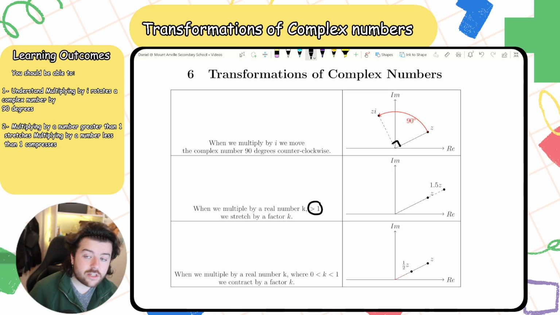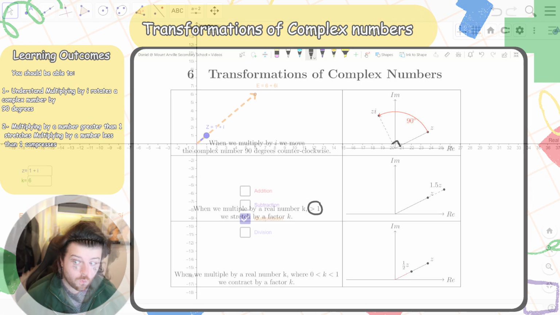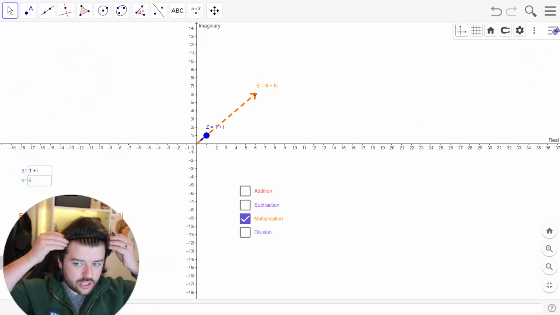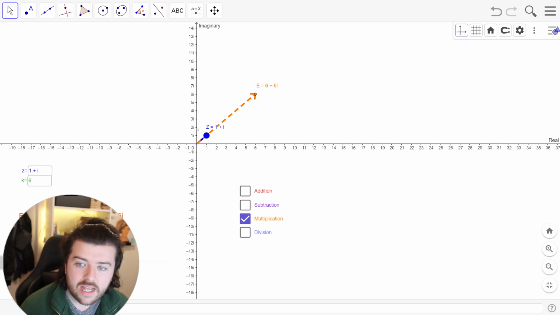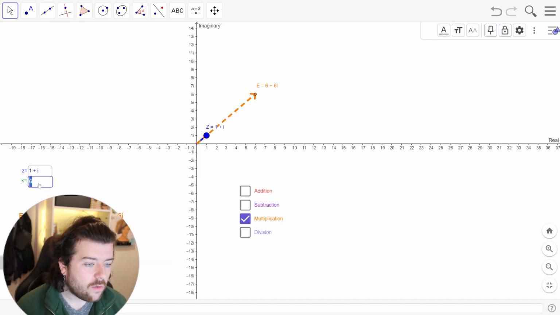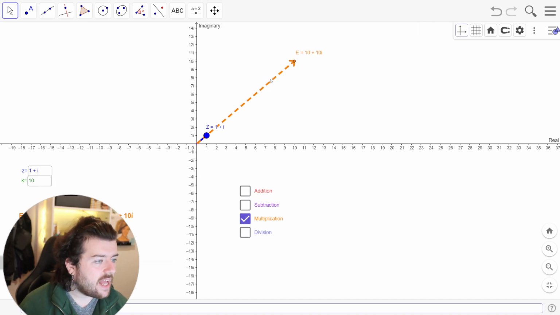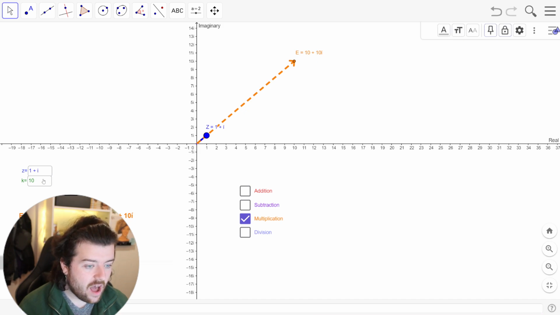Let's go and have a look at it in GeoGebra. So we're in GeoGebra now. I have a complex number here, z, and I said z is equal to 1 plus i. Now look what happens here. I have my scale factor k in the corner. Look what happens if I multiply it by 10. This has now stretched my complex number up to here. Now it's equal to 10 plus 10i.